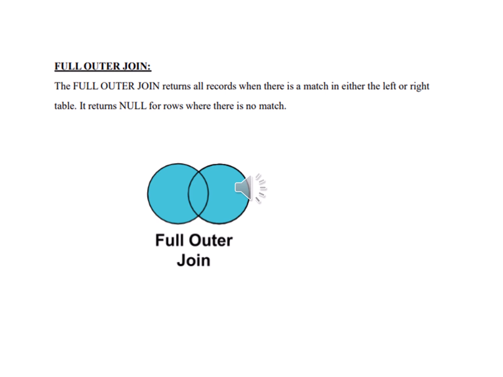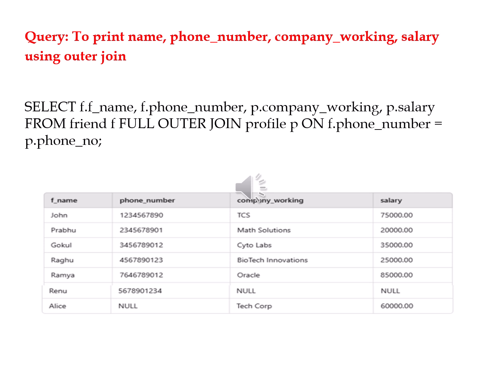This is full outer join. It will return all the records of both the tables, whether there is a match or not. If there is a match, it will combine the rows into one row. If there is no match, it will leave the non-matched attribute as empty. So full outer join is similar to that of the union in mathematics. So this is the query to return the name, phone number, company working and salary using outer join, that is full outer join. So we are considering friend table and profile table.